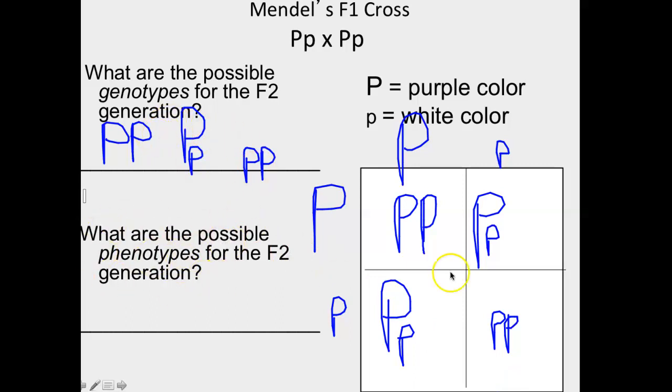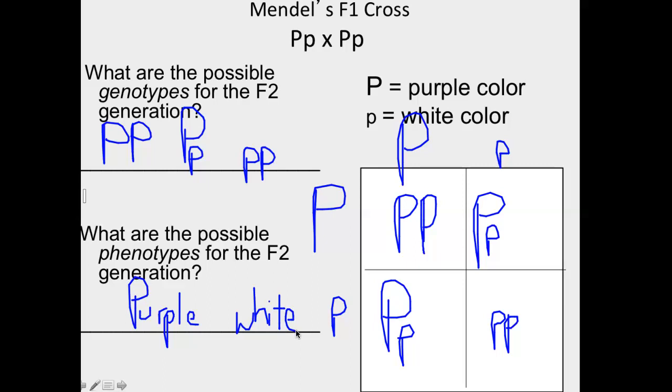Phenotypically, what's possible? Purple, purple, purple, white. So these three offspring are purple, so both purple offspring are possible, and so are white. So it's possible that you can cross two purple parents and get purple and white offspring. But this is a ratio you need to know, okay?